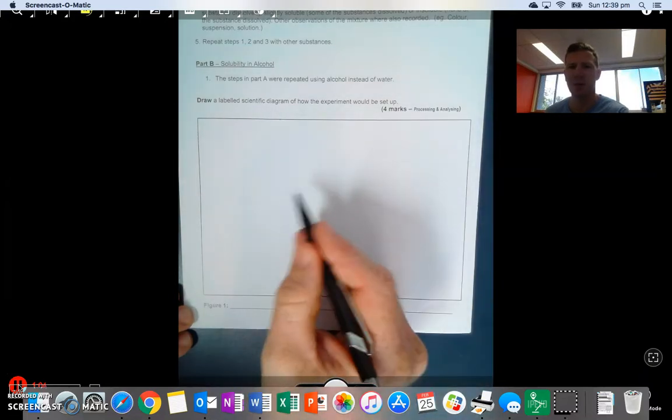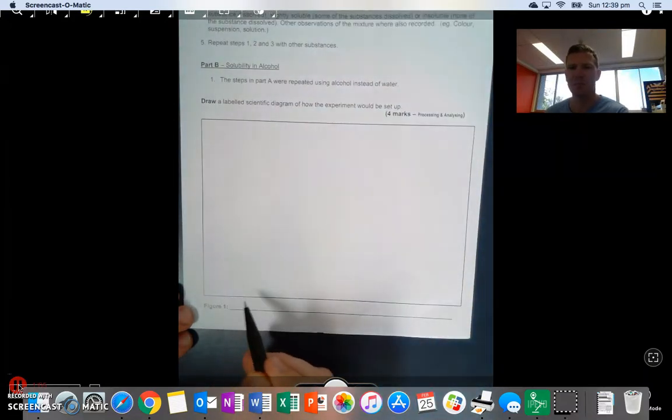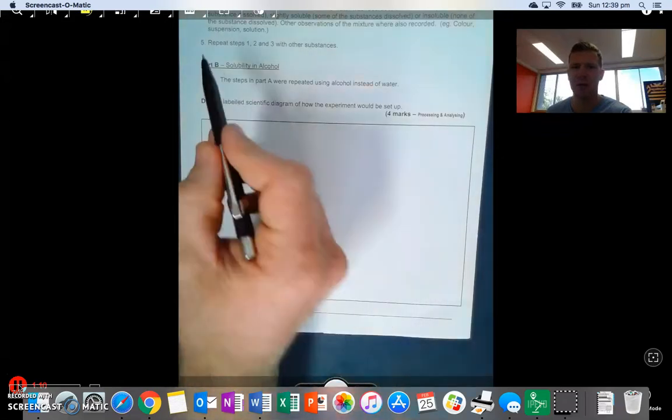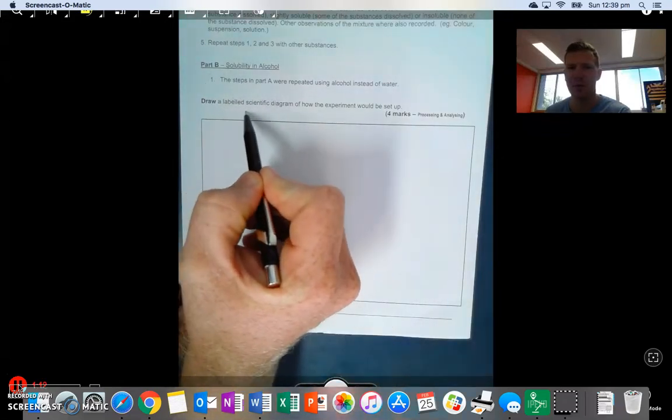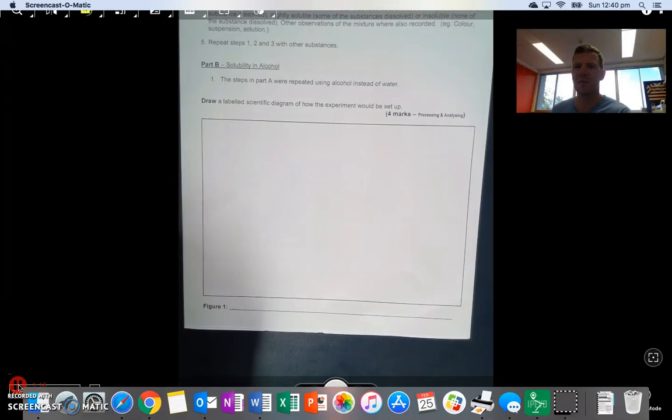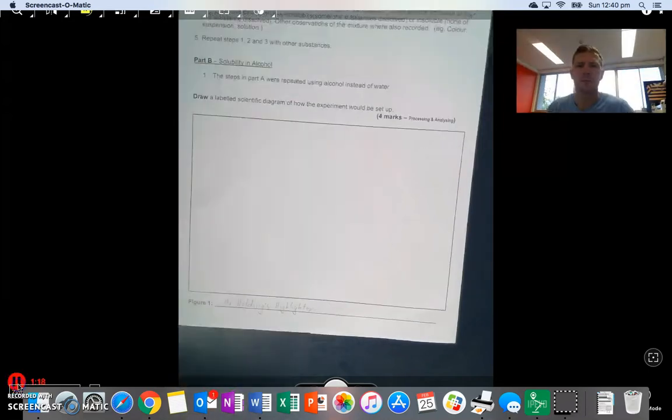If you do a scientific diagram, you call it Figure whatever and you put it underneath. A table actually goes at the top. It would go here, but figures, they go on the bottom here. So that's the first thing that we need to know. The next thing we need to do is our scientific diagram.